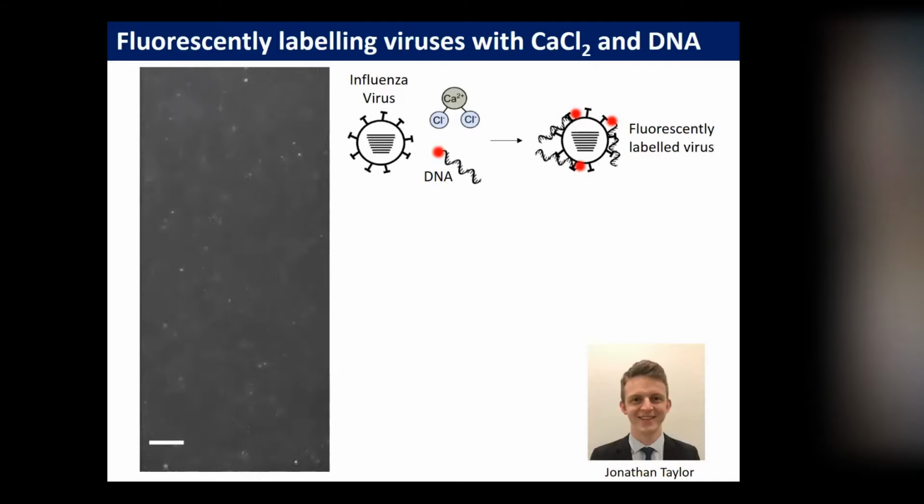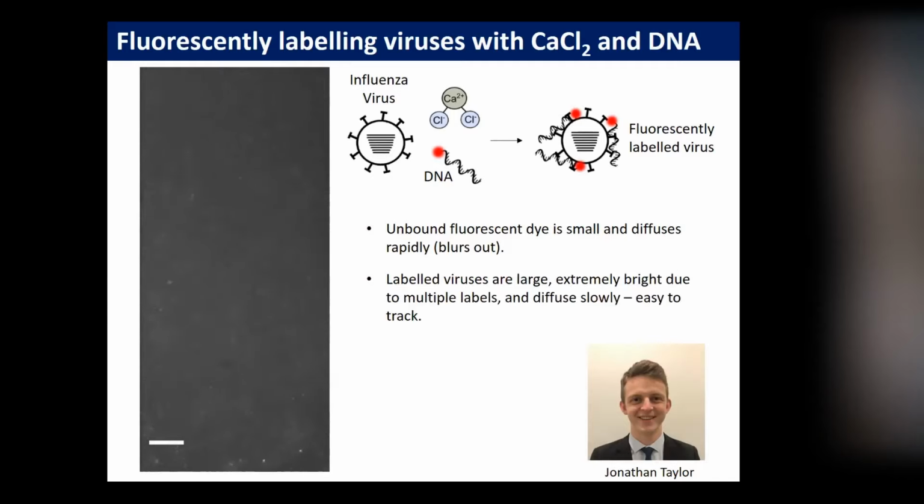When we do this and look at diffusing flu viruses on our microscope, you can see that we have beautiful single particles diffusing around. Any unbound DNA that contains a fluorophore but is not bound to a particle will diffuse much, much faster, so it just blurs out. You can't track it. However, the labeled viruses, which are labeled with multiple DNAs so they're very bright, and are obviously much bigger than free DNA, diffuse more slowly, and these are easy to track.